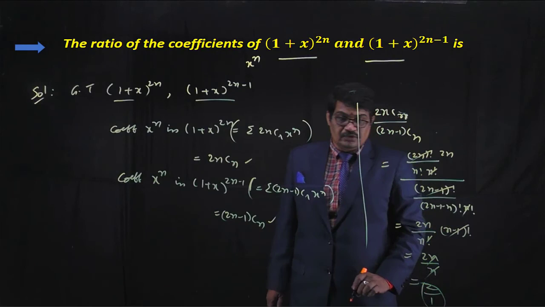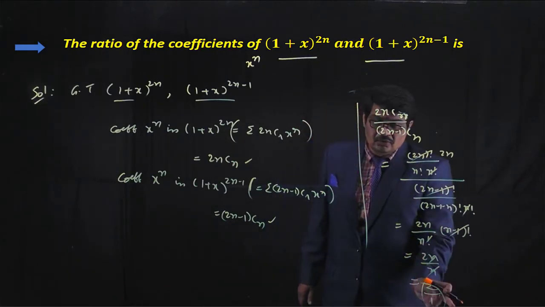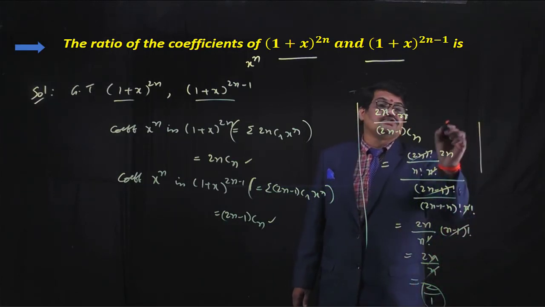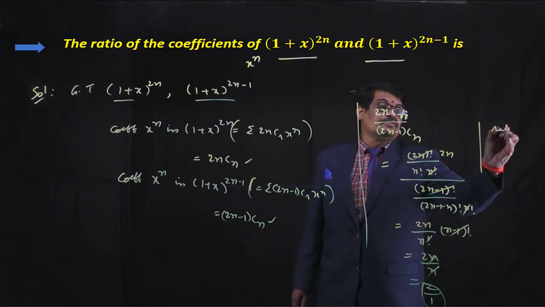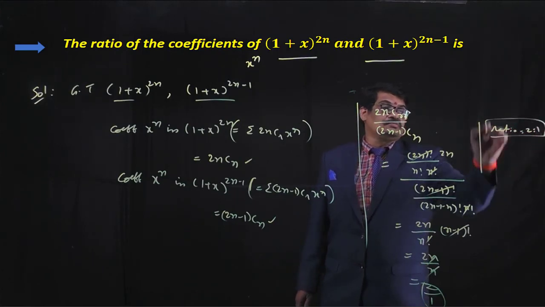The ratio of these two is 2 is to 1. So the answer is, the ratio is equal to 2 is to 1.